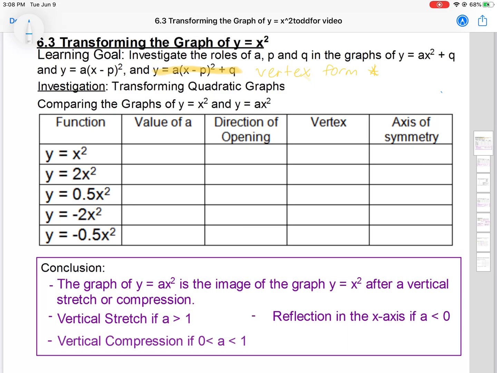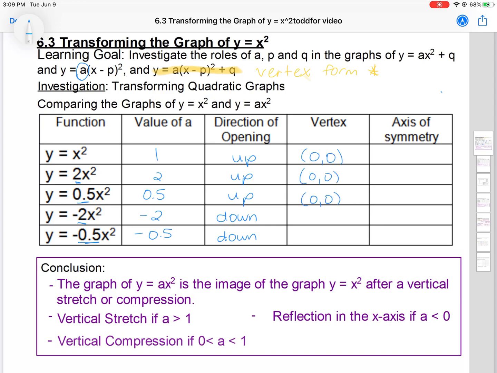Okay, so the value of a, the a number, is the number out front here. So this a value is 1, this a value is 2.5, negative 2, negative 0.5. Okay, so if it's a positive number, the direction of opening is up, and if it's a negative number, then the direction of opening is down. None of these have been translated or shifted.